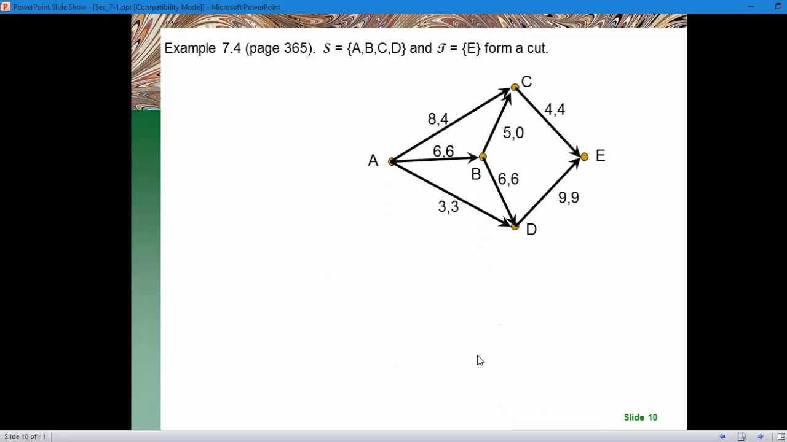Here's another example of another cut. This time set S has A, B, C, and D, and set T has only the sink. And that's the graphical representation of this cut. Now, what is the capacity of this cut? Well, let's add all the capacities going from the S side to the T side. And that will be this 4 here and this 9. That's going to be 13.